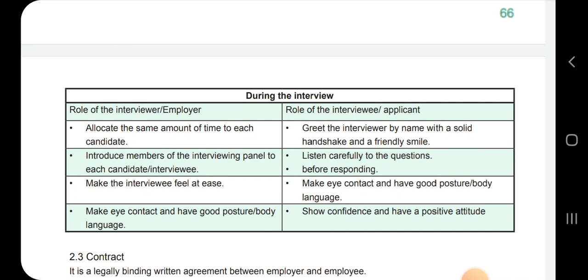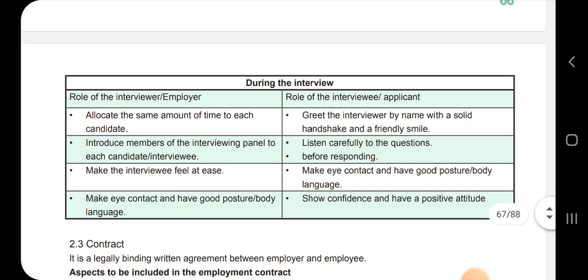So the role of the employer, the person who's interviewing, is to allocate some amount of time to each candidate, introduce members of the interviewing panel to each candidate, make the interviewee feel at ease, make eye contact, and have good posture and body language.